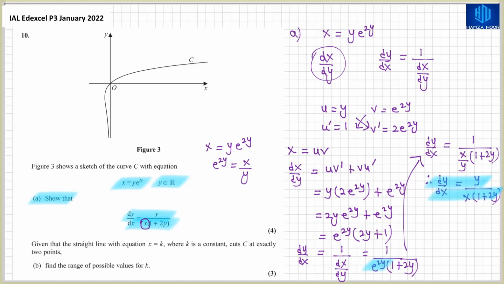Now let's move on to part B. Before part B, we have some information. It is said that given the straight line with equation x equals k, where k is a constant, cuts C, which is the curve, at exactly 2 points. The requirement of part B is to find the range of possible values of k. Now if you see the points from the origin onwards, we have the shape of the curve like this.